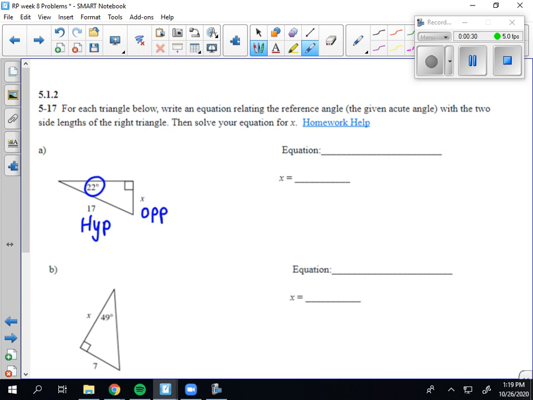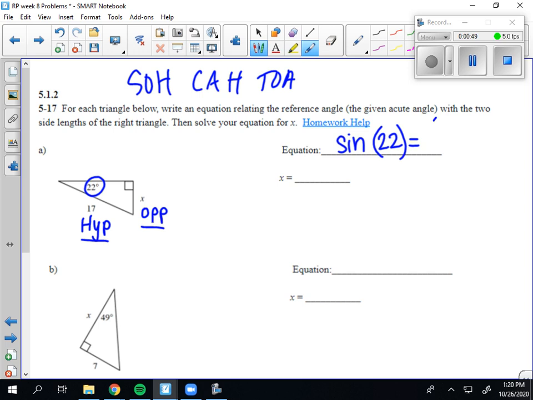And so the trig tool that has opposite and hypotenuse is sine. So my equation would be sine of 22 degrees equals the opposite over the hypotenuse. And this would be how I would solve it.